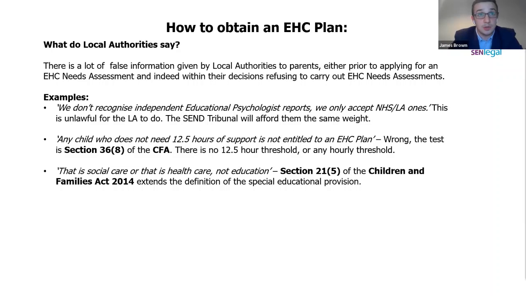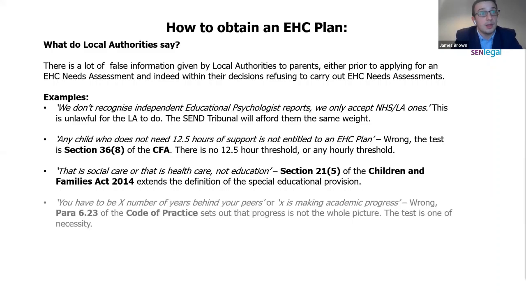Another point is that social care, or that is healthcare, which I've touched on already with the example given. But again, you would look at Section 21 of the Children and Families Act, which extends the definition of special educational provision, of course. The final example is that your child has to be X number of years behind your peers, or for example, your child is making academic progress, they're in line with what other peers are doing, so why would an EHC plan be necessary? And again, that's wrong.